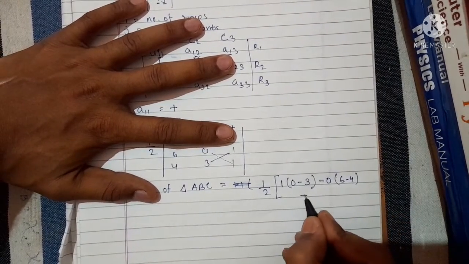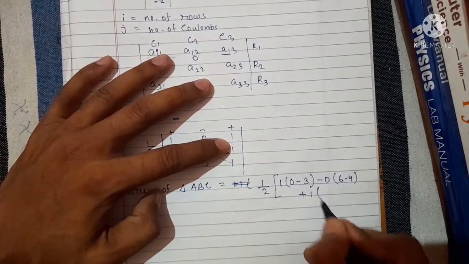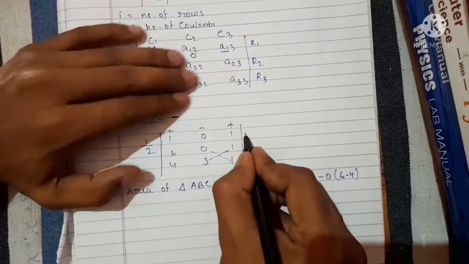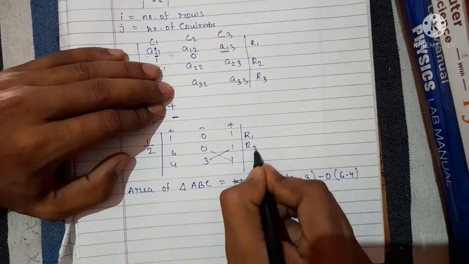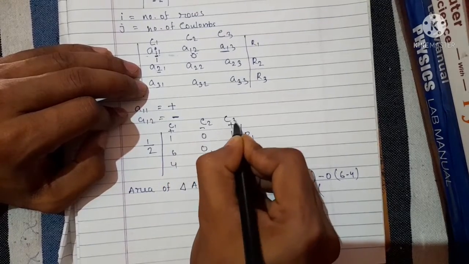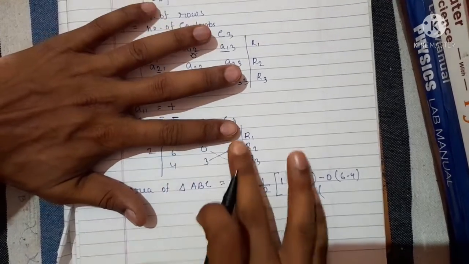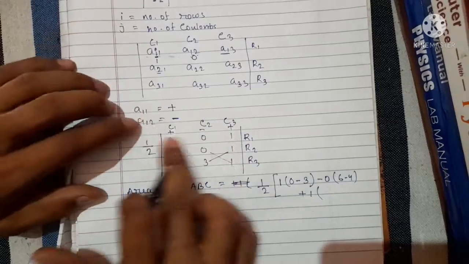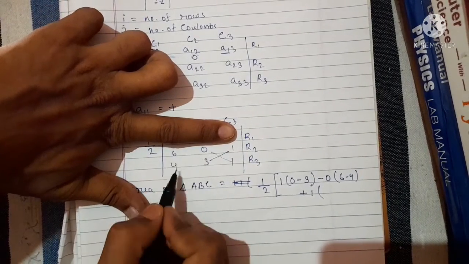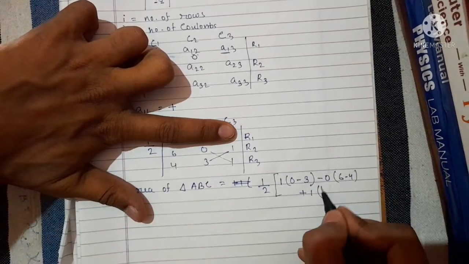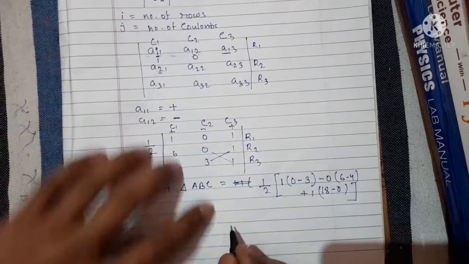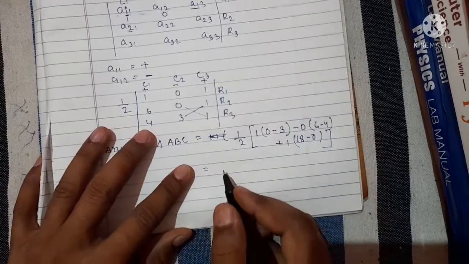Now plus 1, first row third column. This is row 1, row 2, row 3, column 1, column 2, column 3. This is the third column, this is the first row, third column. We are left with 3 6 and 0 4. So 6 into 3 equals 18, 4 into 0 equals 0, right? Bracket close.